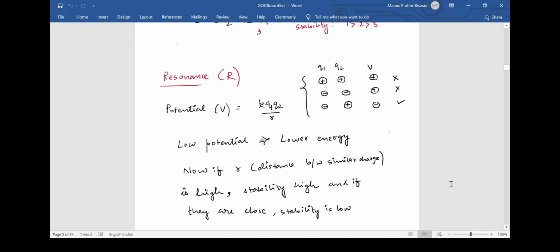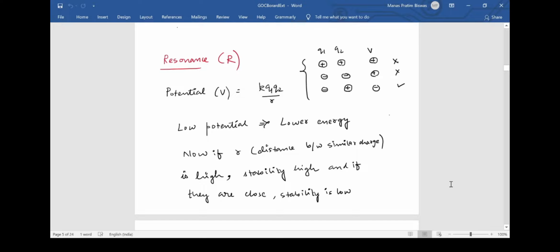Okay, so now I'll be starting with a new topic of the same chapter. It's the extension of the electronic effects that we studied previously. In the last class, we studied inductive effect. In this class, we'll discuss resonance. Resonance is another electronic effect.